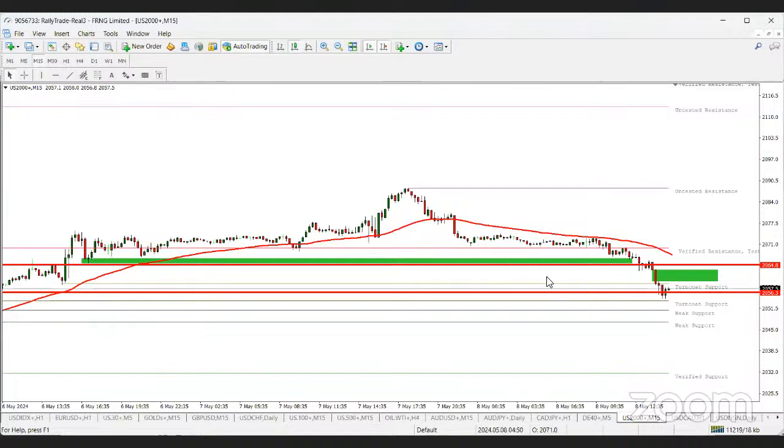So for US 2000, personally, I'll be looking out for a sell from 2064.